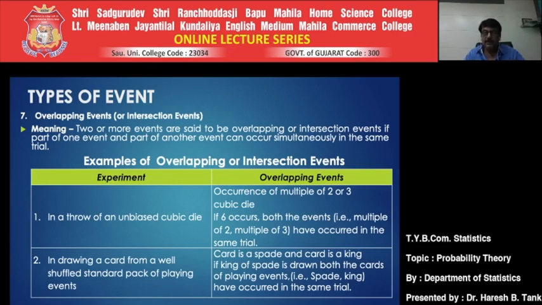So, concluding it this way, overlapping events, intersection events, or not mutually exclusive events are the 3 same terms. They are similar in nature.